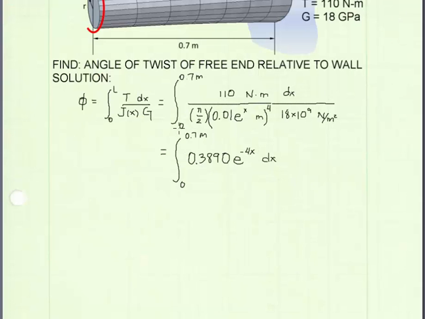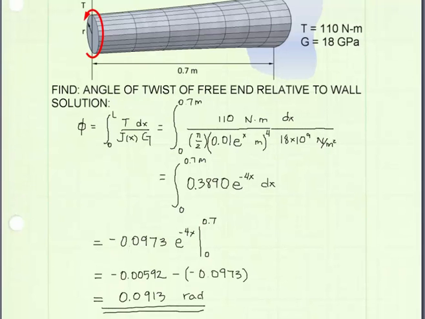I have simplified this expression now to make the integration a little bit easier on myself. To integrate, we divide this constant by a -4, and we are left with a new constant in this expression. We will evaluate it from 0 to 0.7, and we get a value of 0.0913 radians. It's positive. That means the angle of twist is in the direction of the applied torque. And we're done.